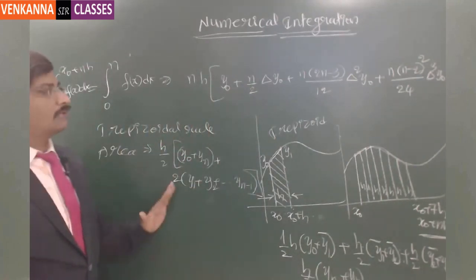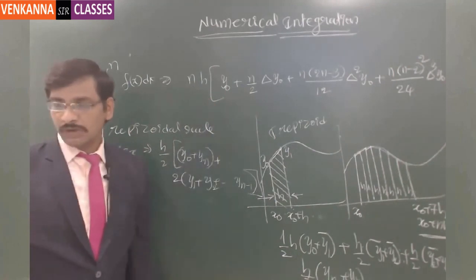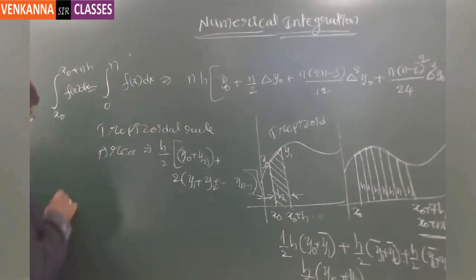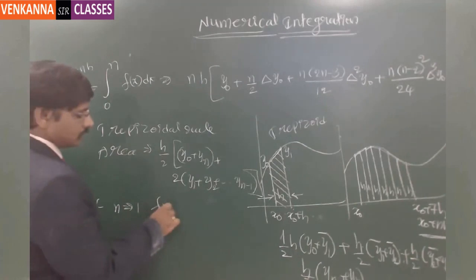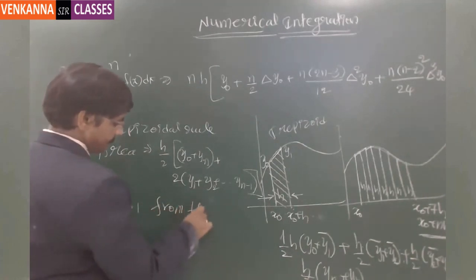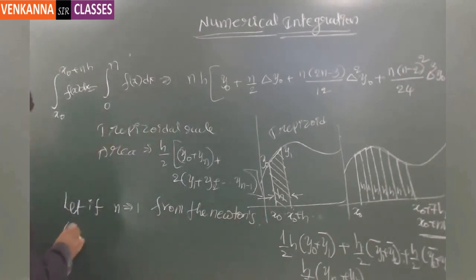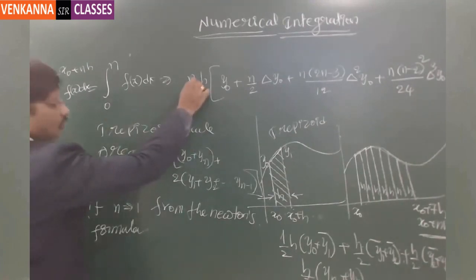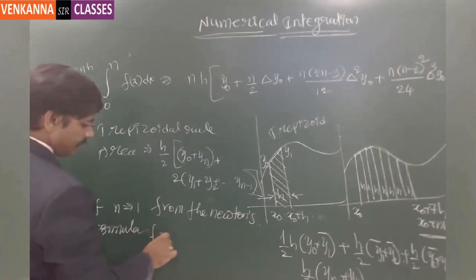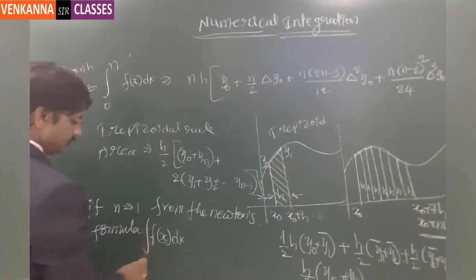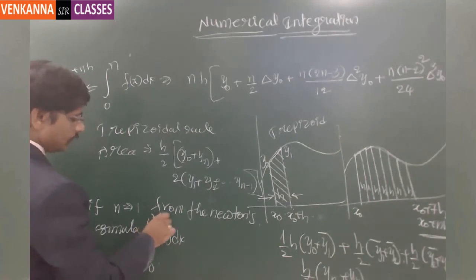Now the same rule you can derive from the Newton-Cotes formula. Let n equal to 1. So if n equal to 1 in the Newton-Cotes formula, then this is going to be the integral of f of x dx from x0 to x0 plus h.